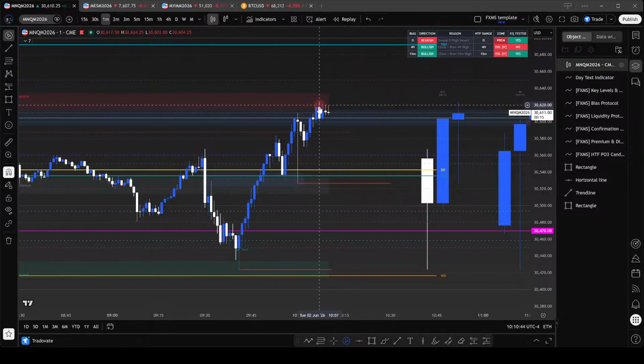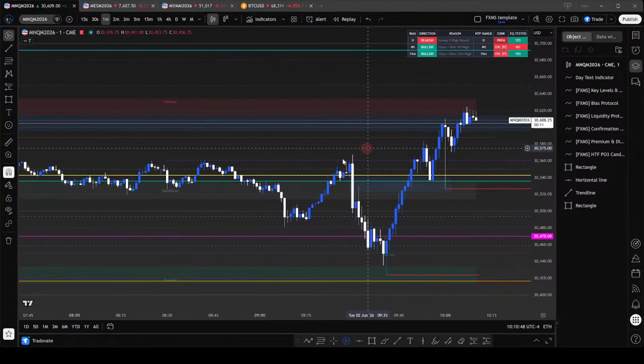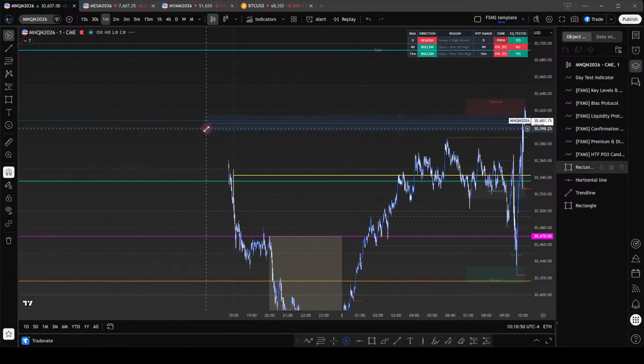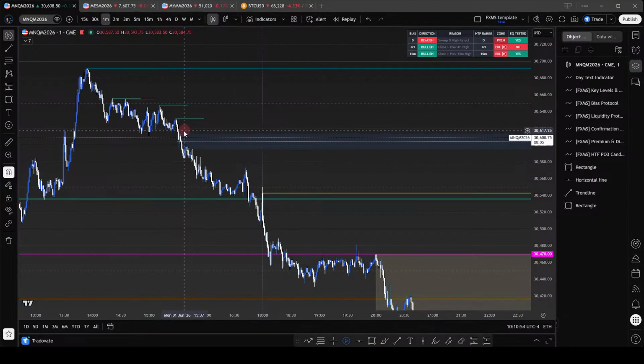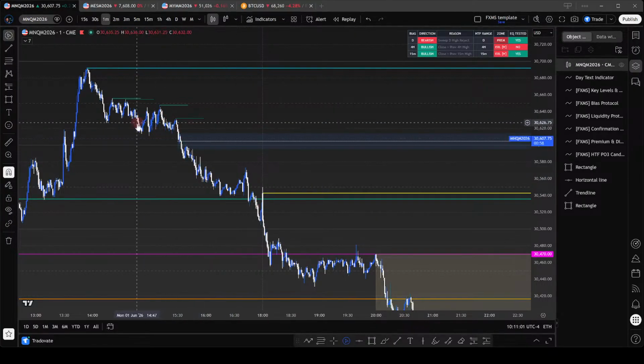$620 currently being tested a few times here, and we're seeing rejections from there. Yep, and this would be that consolidation before this big drop here.